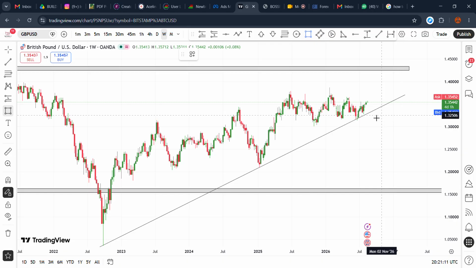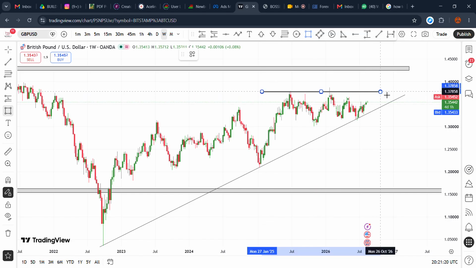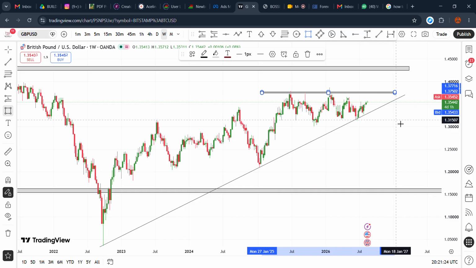So I pick out my drawing tools to identify my support level and my resistance level, the ones I can see. So I draw this zone. This is one of the zones I can see. Identify it, and I draw my resistance. Yeah, I draw my support level as well.